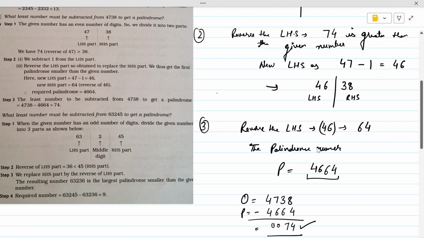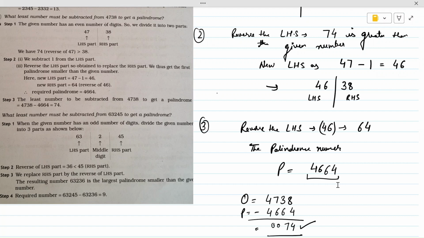So the palindrome number here is 4664. And then the original number that was given to us was 4738. The palindrome number is 4664. And now we have to find the least number which we had to subtract from the original number.